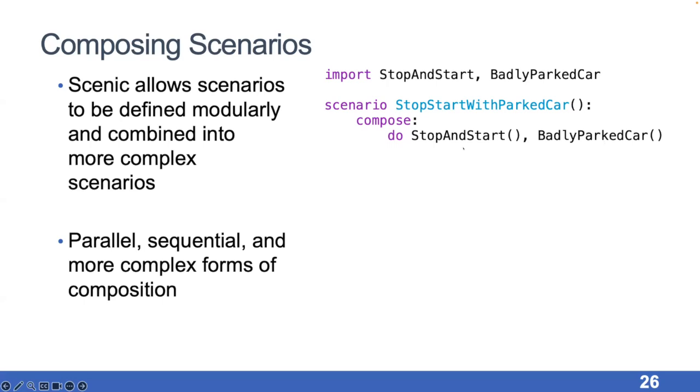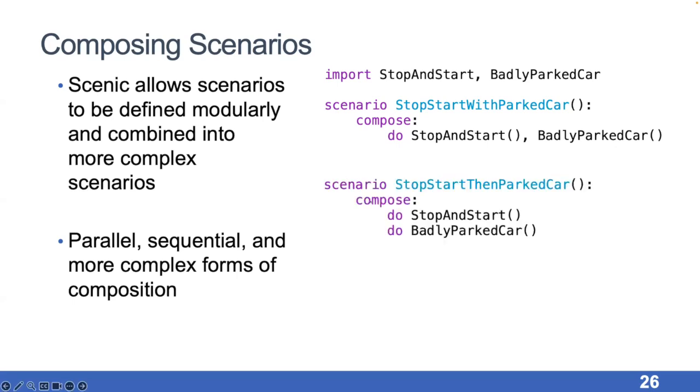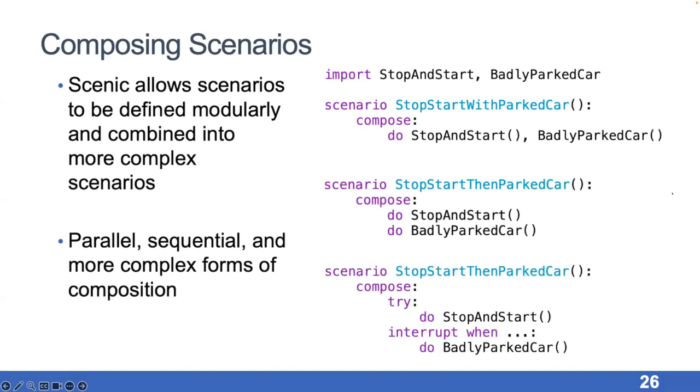One where you've got the stopping and starting car that we had before, and the badly parked car scenarios running at the same time. You can do a parallel composition, so this one would be do the stop and start scenario first. It should have some conditions defined for when it terminates, and then go on to start the badly parked car scenario after that. Or you can do something more complicated using all those features that we saw in behaviors. So for example, here we're saying, do the stop and start scenario until some condition is met, then start the badly parked car scenario.